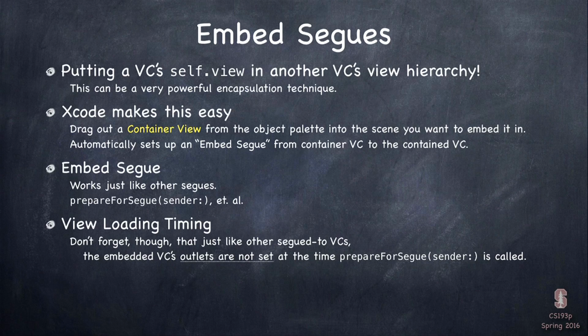It's just a standard thing here that in prepare for segue, outlets aren't set in the destination MVC, but for embed, it's even more obvious. It bites you more often. Okay? So that's segues. That's all the segues there are. Now you've been covered.